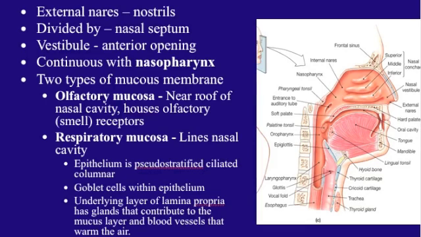It has external nares, which are nostrils, and it's divided by the nasal septum. The vestibule is the anterior opening, and it's also continuous with the nasopharynx. There are two types of mucous membrane, olfactory mucosa and respiratory mucosa. Olfactory mucosa near the roof of the nasal cavity houses olfactory receptors.